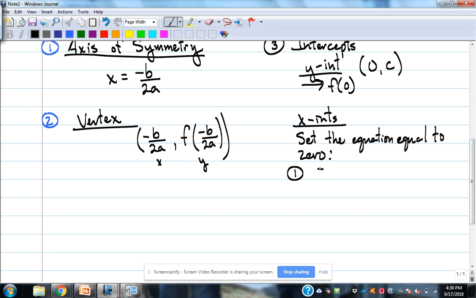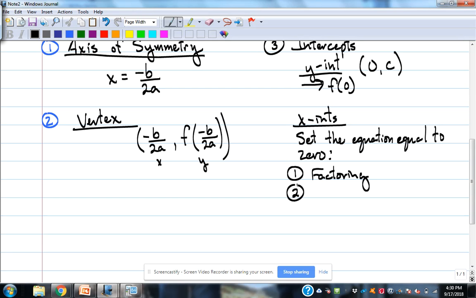One option is factoring, which works sometimes. So factoring is an option for solving. We're going to look at this in an example or two and see if we can get somewhere with that.